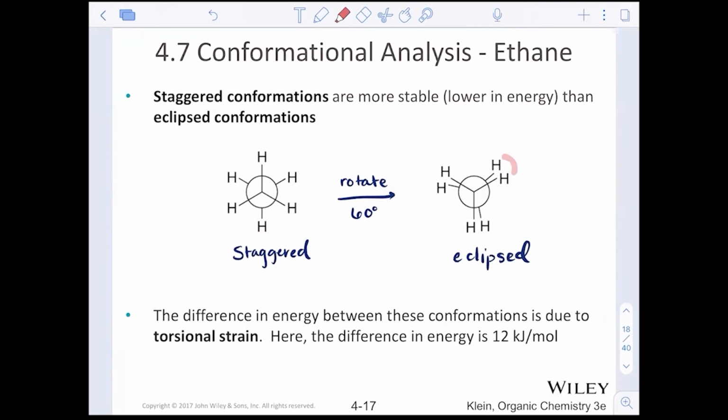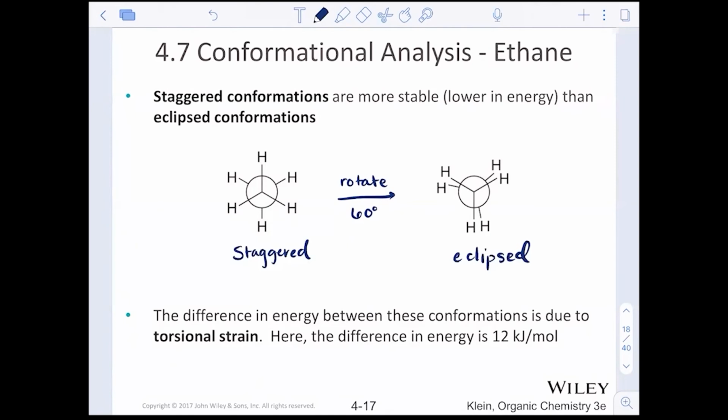Now, staggered is lower in energy than eclipsed. The main reason for this is something called hyperconjugation, which we'll get to in just a little bit, but also the idea that there is more distance between the hydrogens when they are staggered versus when they're eclipsing. They're bumping into each other. Electrons repel. And that increase of energy is what we call torsional strain here. It's the difference in energy between these two conformations.